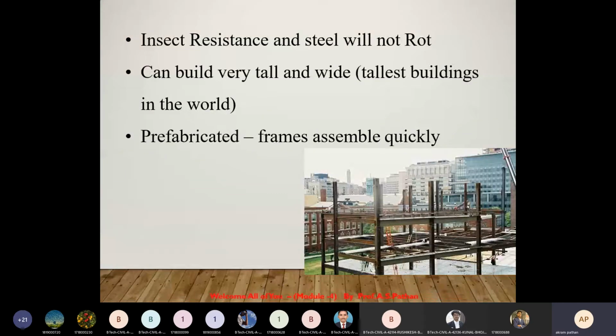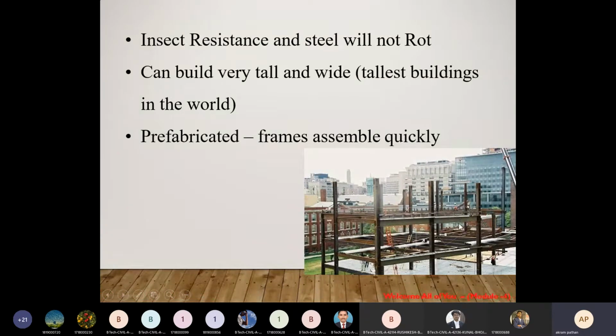Then prefabricated frames assemble quickly. If you prefabricate such steel members in a factory and assemble them together on site, then ultimately the time reduces, the cost also reduces, and the labor also reduces. So these are certain advantages regarding steel construction.